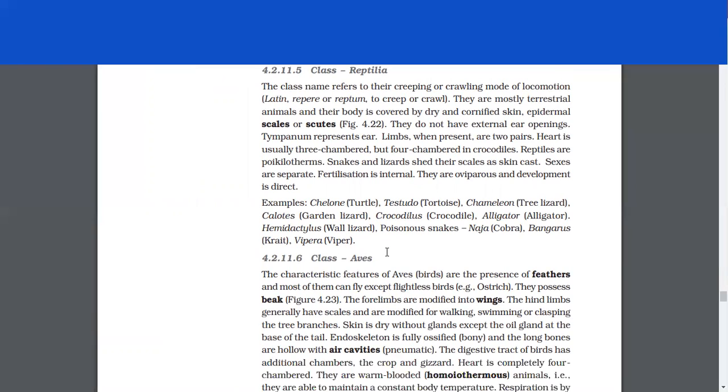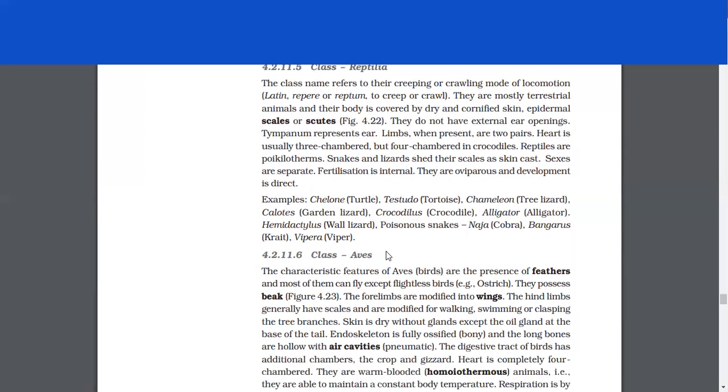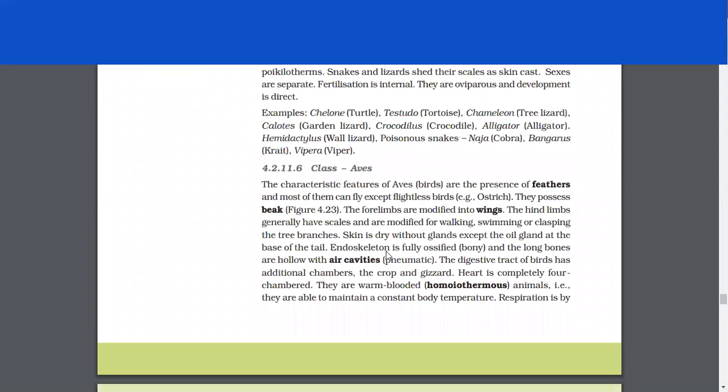Heart is usually three-chambered but four-chambered in crocodiles. Reptiles are poikilotherms. Snakes and lizards shed their scales as skin cast. Sexes are separate, fertilization is internal, they are oviparous, and development is direct. Examples: Chelone, Testudo, Chameleon, Calotes, Crocodilus, Alligator, Hemidactylus, poisonous snakes, Naja, Bungarus, and Vipera.